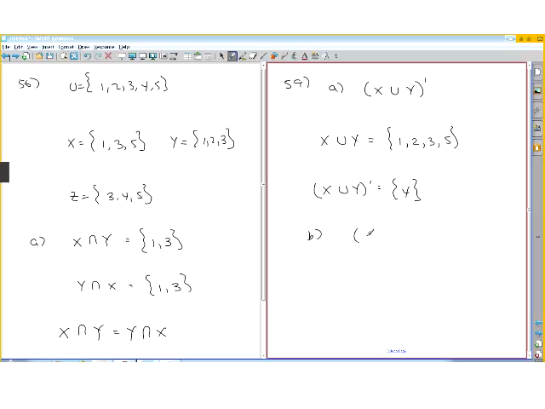B is actually where you take the complements and then intersect. So you take X complement with Y complement. It's kind of like the distributive property. Can you distribute that to each individual term? So we have to do X prime, and X prime is everything that's in the universal set but not in this. So it's going to be 2 and 4, because we don't have 2 and 4 in there. And Y prime is everything that's in here but not in there. So that's 4 and 5.